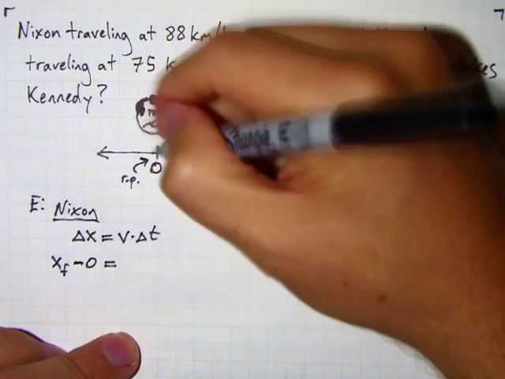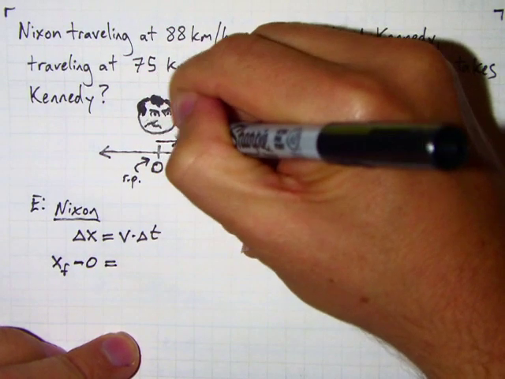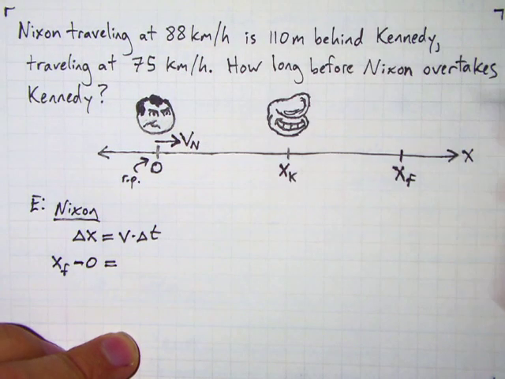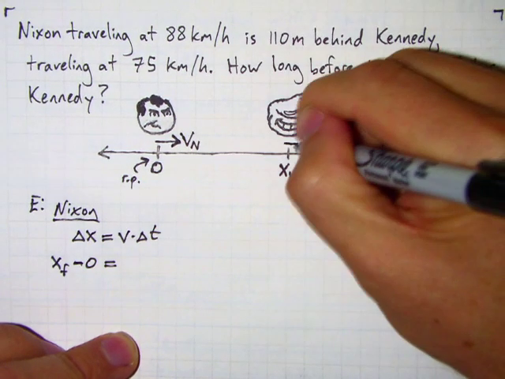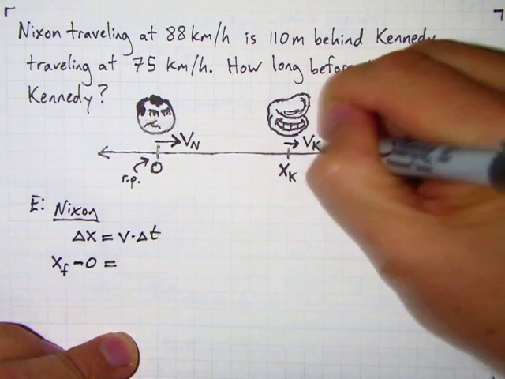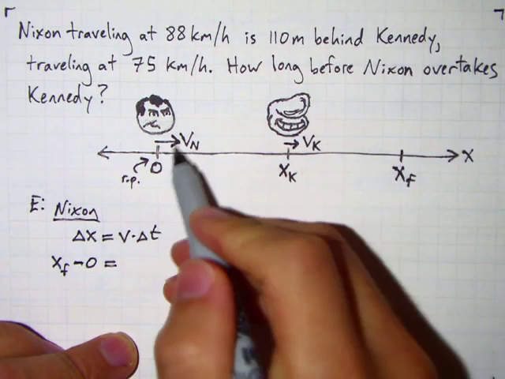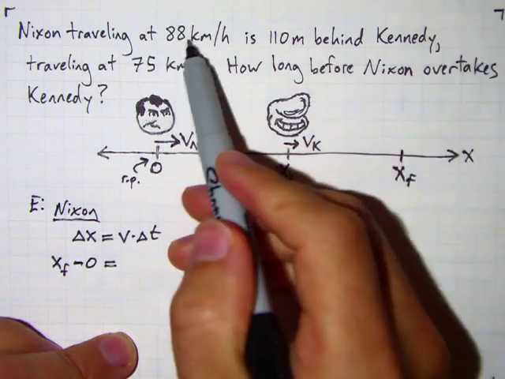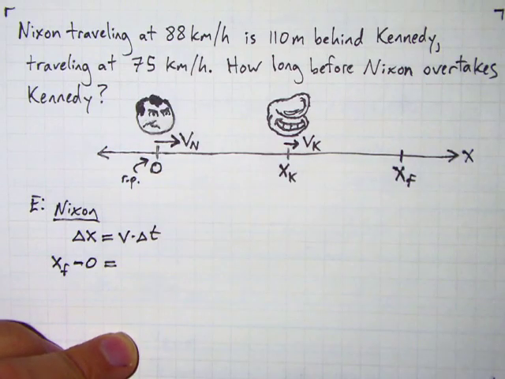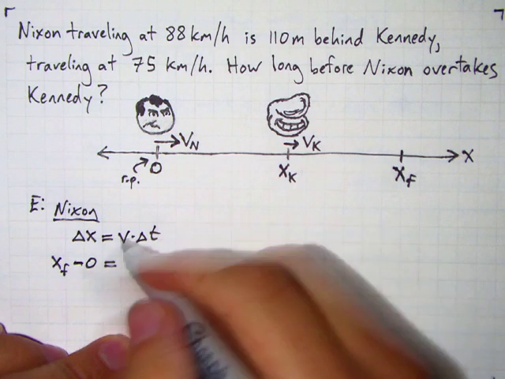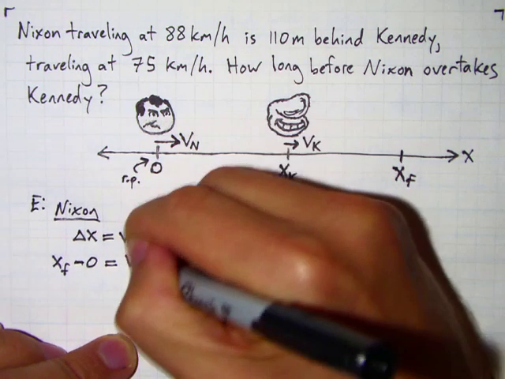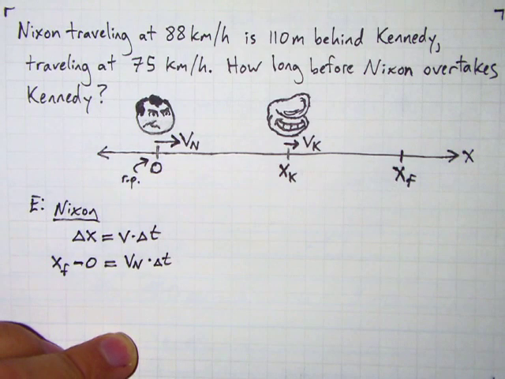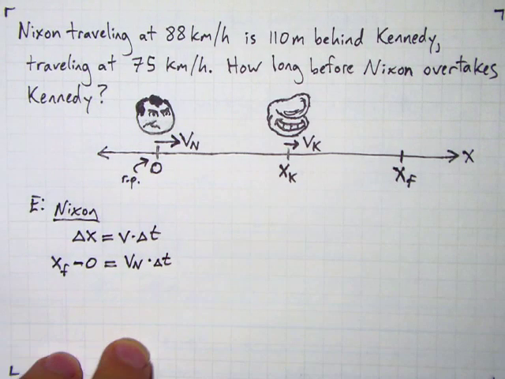For his velocity here, let's go ahead and name his velocity v sub n. We're going to give a variable name to it. And let's name Kennedy's velocity v sub k. I draw this arrow to represent Nixon's velocity. I drew it a little bit longer than Kennedy's arrow because we know Nixon is moving faster than Kennedy is. We're giving variable names to everything. Okay, so v here will be v_n, that's Nixon's velocity. And we don't know how long it's going to take Nixon to overcome Kennedy, so we can just leave that as delta t.